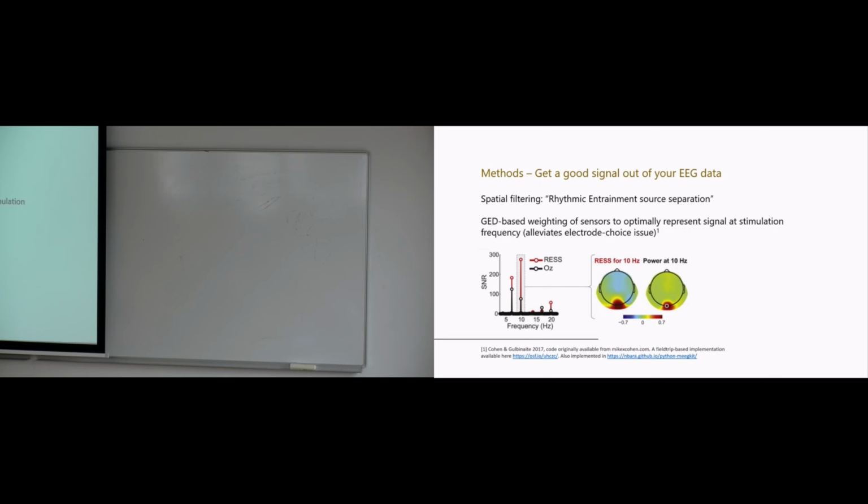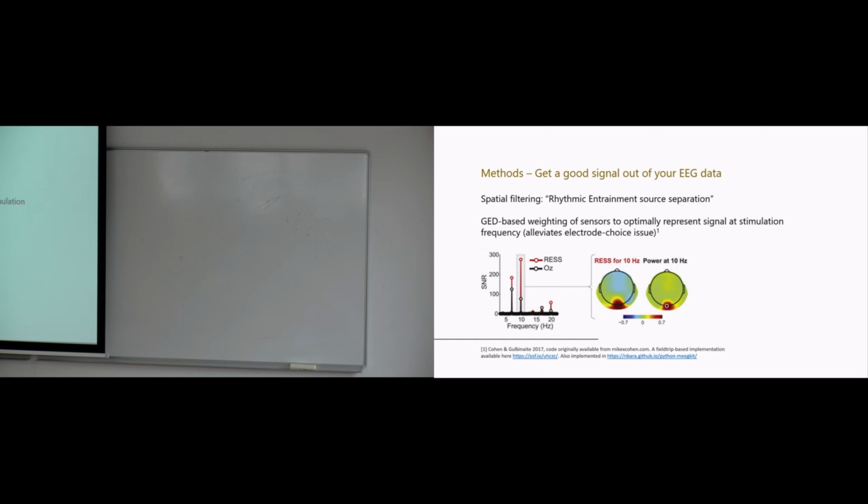Here's an example. If you just pick Oz as the electrode that you want to analyze, you get this particular signal-to-noise ratio. If you apply this algorithm to give you a component that best represents the signal, you get a much higher signal-to-noise ratio, almost a threefold increase. It's a bit tricky to apply this, but we have done this in one project, and again on the slides you have a link for some inspiration of how to do it.